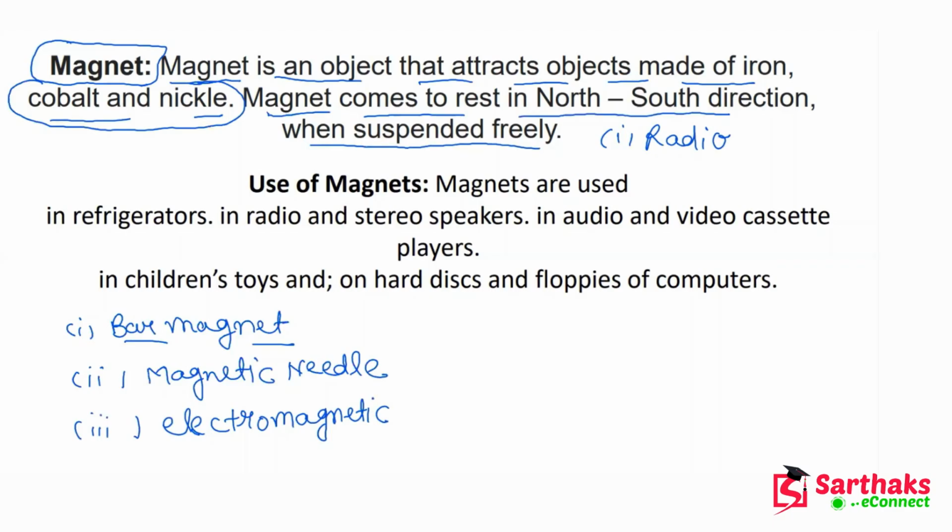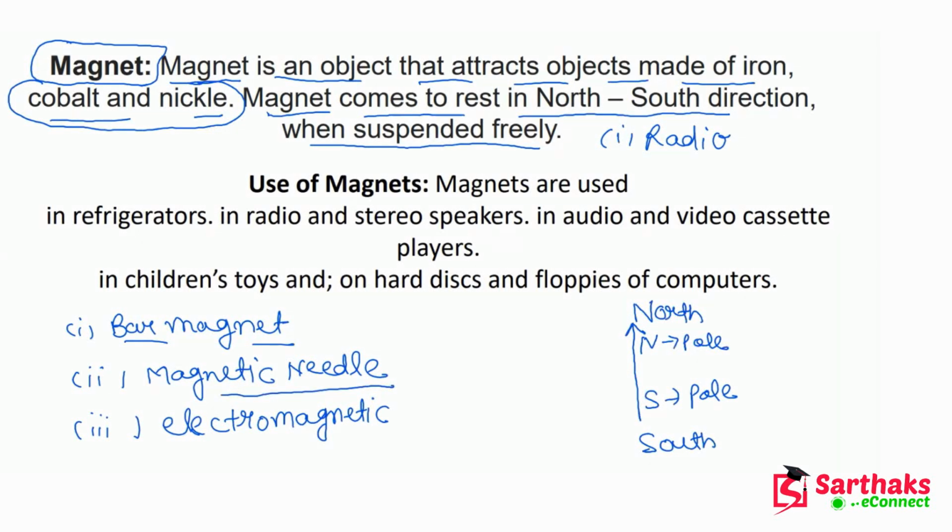So guys, when this magnetic needle is suspended freely, then it comes to rest in the north to south direction. Let's suppose this is your magnetic needle. This is indicating north, and this is the south direction. This is the north pole, and this is the south pole. So basically the north pole of this needle will indicate the north direction, and the south pole of this needle will indicate the south direction.